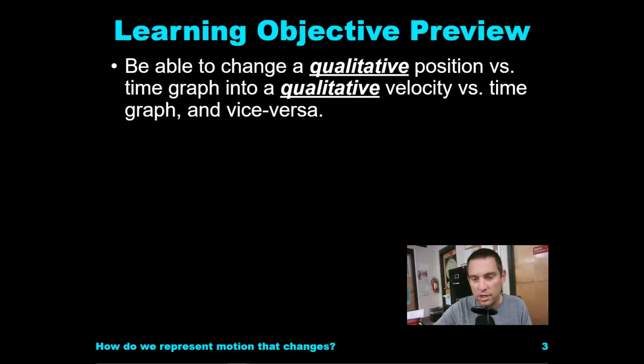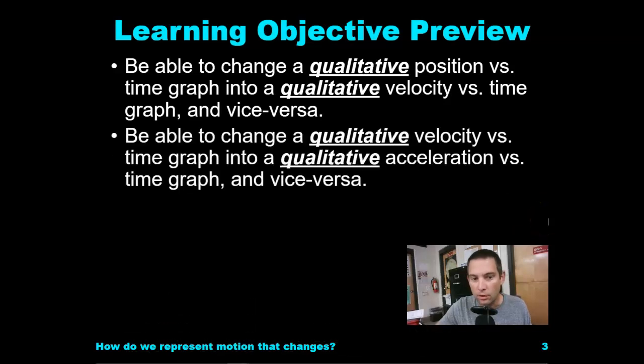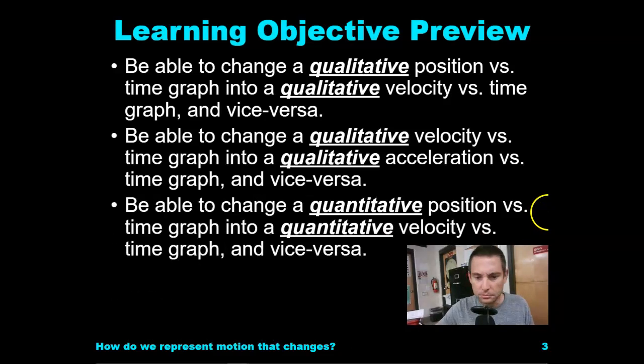We need to be able to change a qualitative position versus time graph into a qualitative velocity versus time graph, and vice versa. And we're going to be able to change a qualitative velocity versus time graph into a qualitative acceleration versus time graph. Acceleration versus time graph, that's a new one.